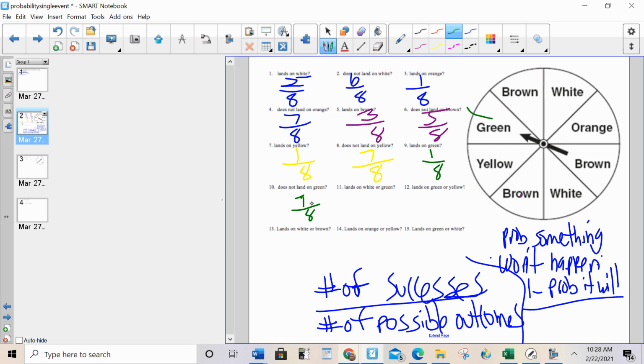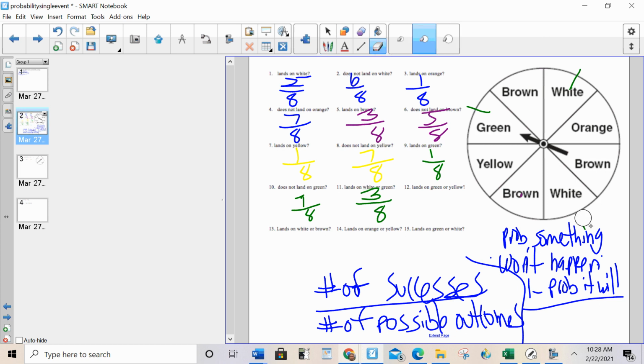Now, white or green means it could be either white or it could be green. Again, there are 8 possible outcomes. How many are white or green? Well, white is white or green. Green is white or green. And that's it. So it would be 3 out of 8.